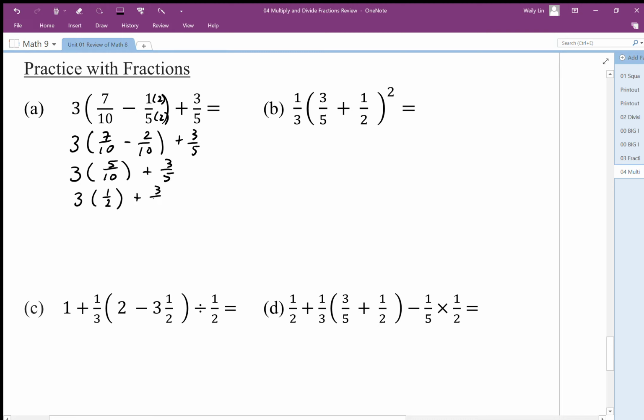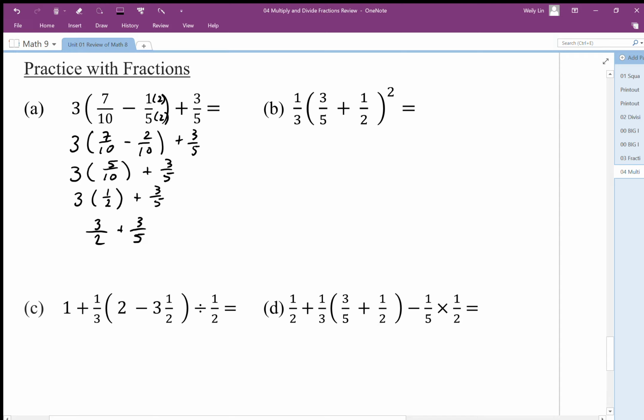Again, notice I'm bringing down all the terms to make sure that I can keep track of everything. 3 times 1/2, times is on top, so it only goes to the numerator. We do not multiply top and bottom. Remember, times is on top. This multiplication does not go to the bottom.